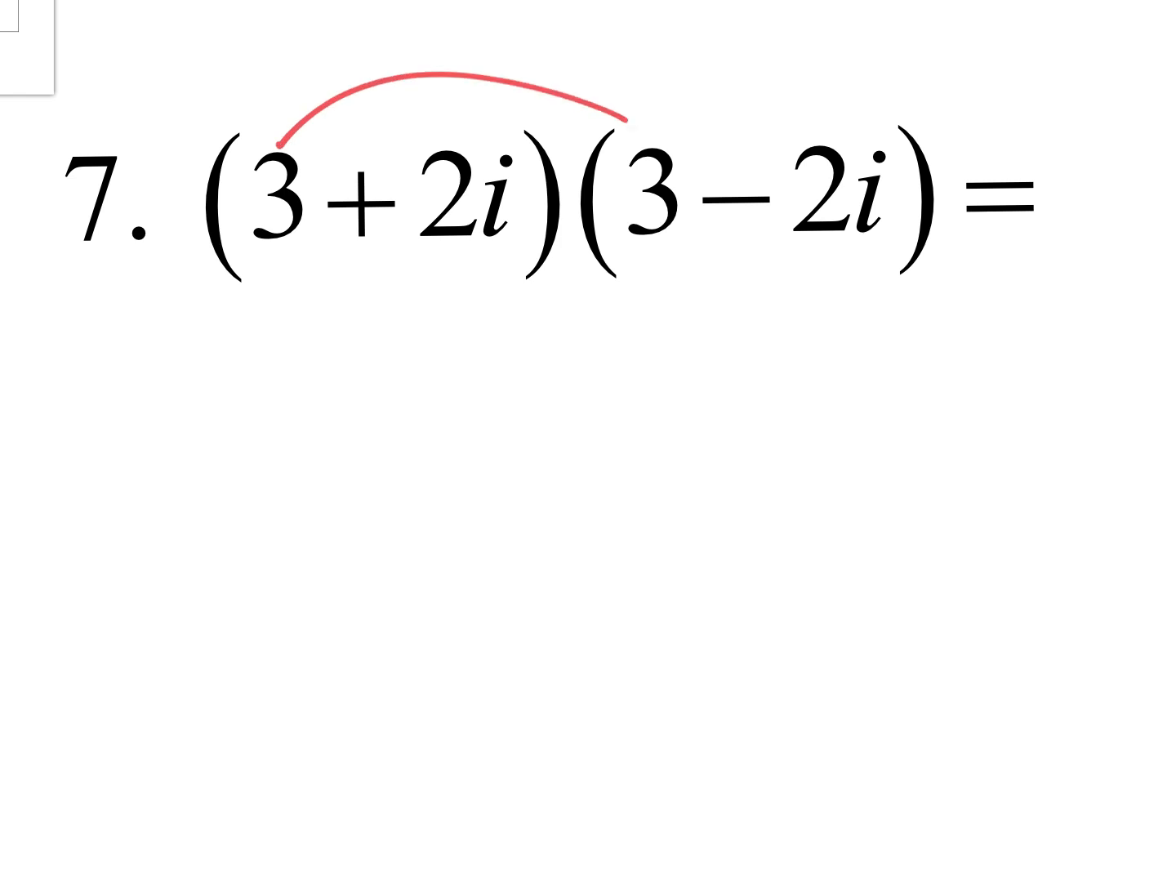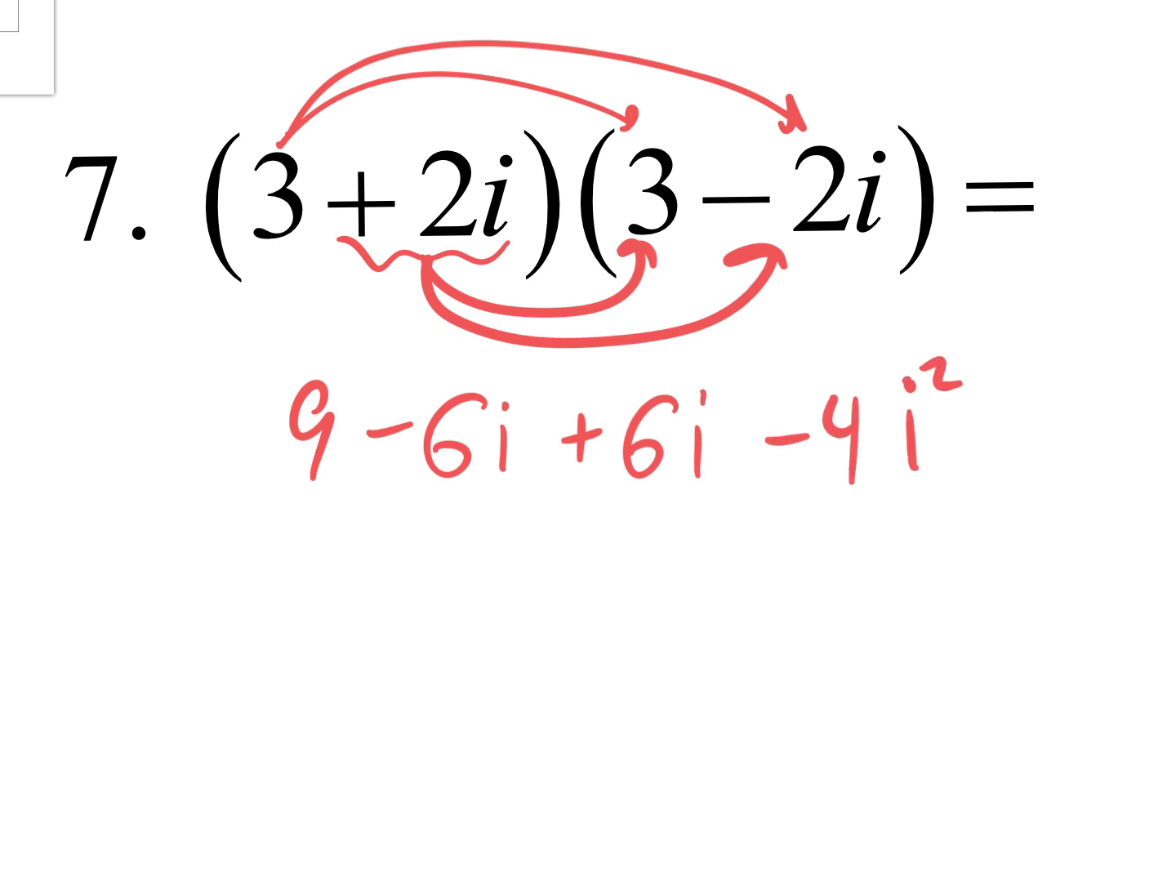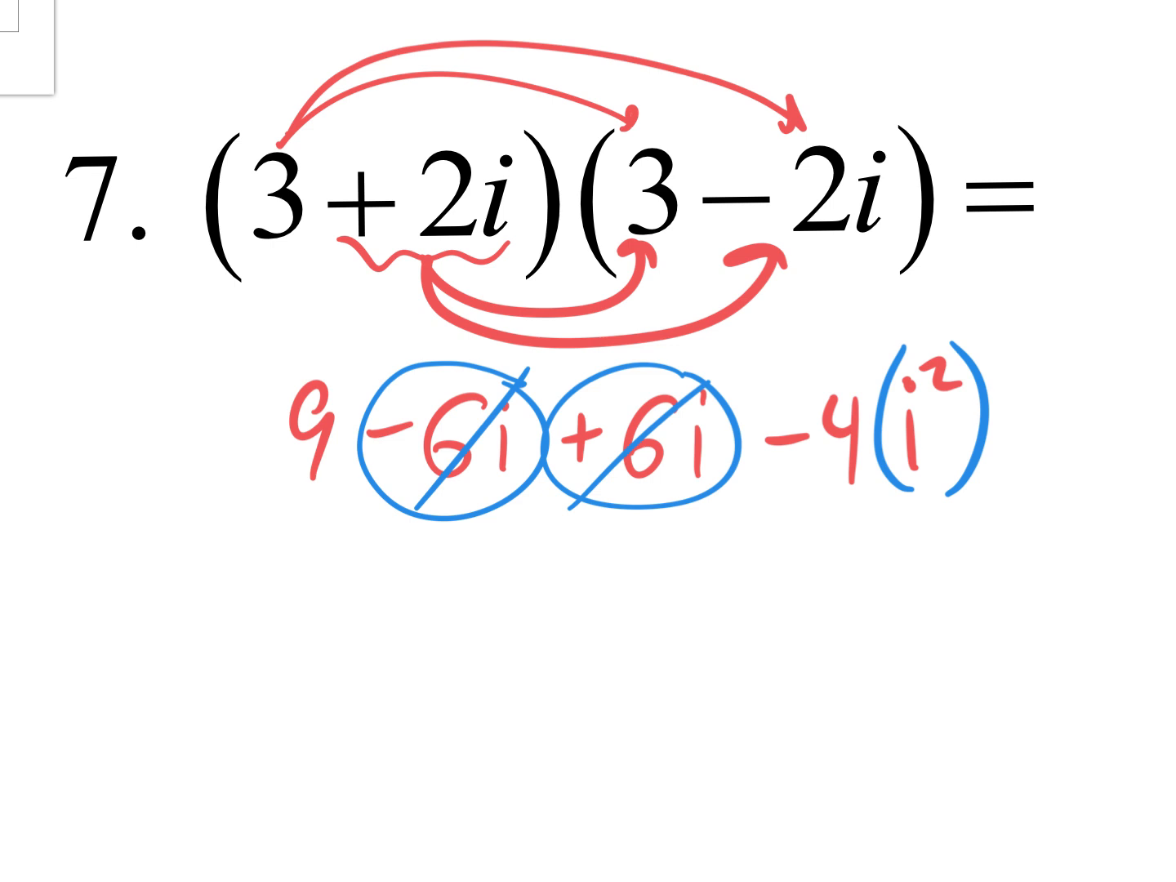When we distribute 3 times 3, we get 9. 3 times -2, we get -6 with an i. Positive 2i times 3, that's a positive 6 with an i. Positive 2i times -2i, well, a positive 2 times a -2 is a -4. And i times i is i squared. So we distributed. Now we need to combine like terms. The middle terms eliminate. And that i squared becomes what?